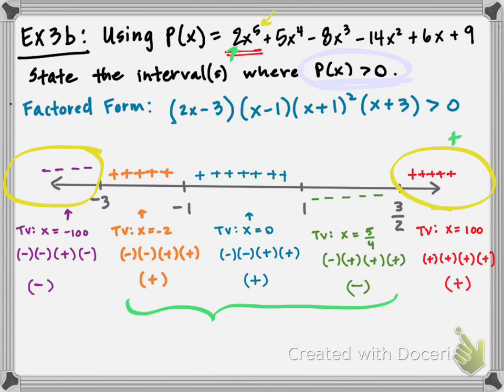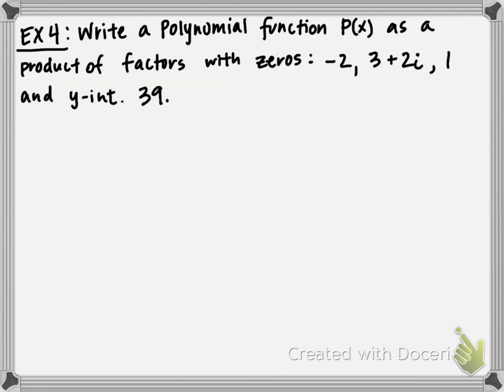Okay, so example 4, last example of today. Example 4 says we're supposed to write a polynomial function, p of x, as a product of factors with zeros of -2, 3 plus 2i, 1, and it has a y-intercept of 39. Now let's think back to polynomial functions. They have an a value, a leading coefficient. So did this problem provide us with a leading coefficient? The answer is no. So our task is to utilize the given information they provided.